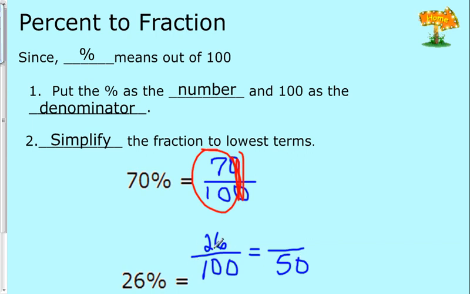This one you might want to break down. That's 26. Well, what's half of 20? 10. What's half of 6? 3. So if you put that together, that makes 13. 13 plus 13 is 26. Now 13 is an odd number. There's nothing that can go into 13 except for 1 times 13. And 13 cannot go into 50, so that's my final answer. 13/50ths is it. Those are your 2 examples for percent to fraction.